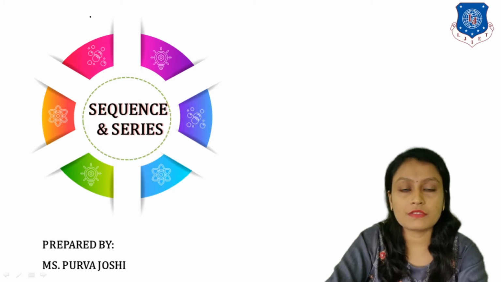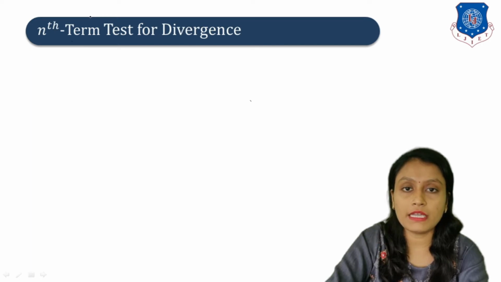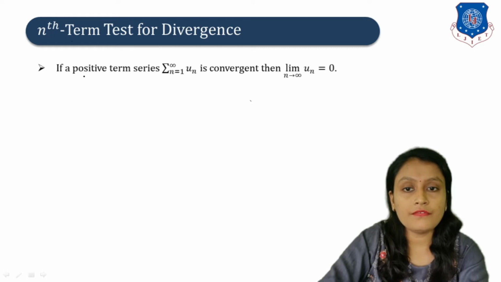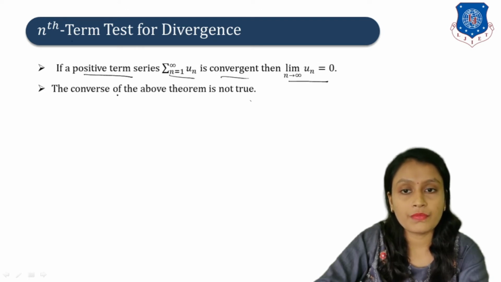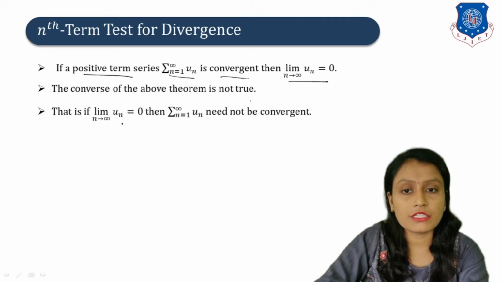Today we are going to discuss a few more topics of sequence and series. So let's begin with the first topic, that is the nth term test for divergence. If a positive term series Σun is convergent, then the limit as n tends to infinity of un is equal to 0. The converse of the above theorem is not true. That is, if the limit as n tends to infinity of un is equal to 0, then the series Σun need not be convergent.